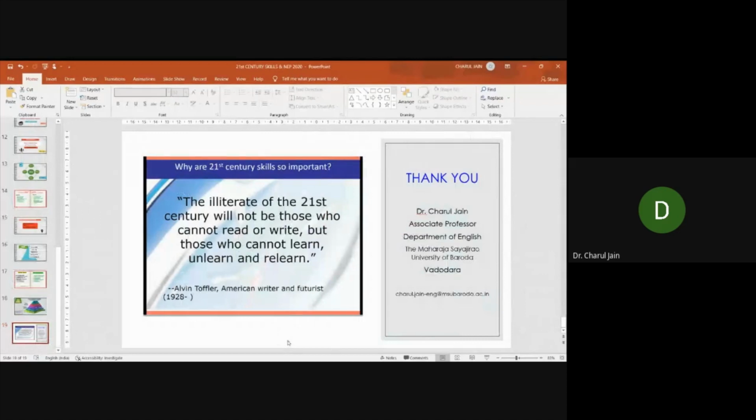I would like to conclude my presentation with a very important quotation. The illiterate of the 21st century will not be those who cannot read or write, but those who cannot learn, unlearn, and relearn. And teachers have to be the flag bearers of this because we are the ones who have to unlearn first and relearn again before we can profess these things for our students.